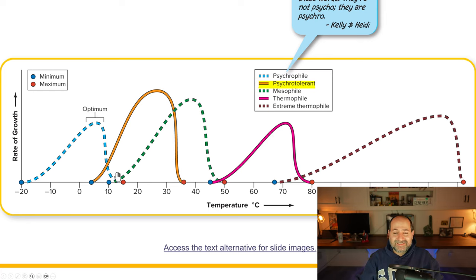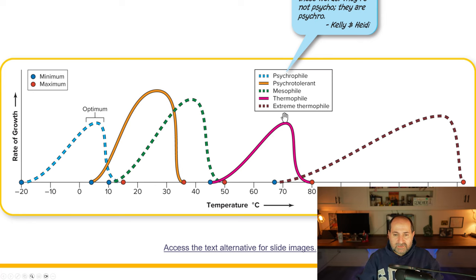Next, we have the green dashed line here. These are known as the mesophiles. These grow best around body temperature. Look, around 37 degrees C, mesophiles prefer body temperature for growth. And they have a minimal temperature around 10, 11, 12 degrees C, and a maximum of almost 50 degrees C.